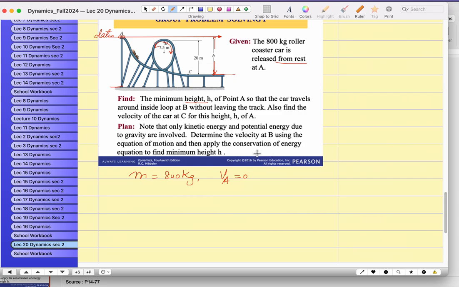Also find the velocity of the car at point C. When it reaches here, we have to find out V sub C, and we have to find out h. So let's do some math here.